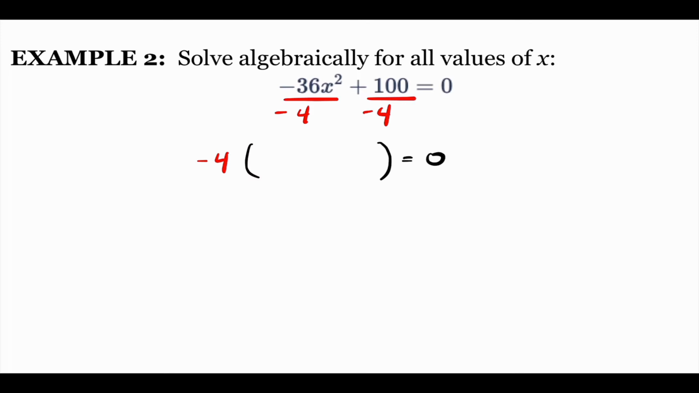Divide. Negative 36 divided by negative 4 is positive 9, right? I don't take away any powers of x because I didn't divide by x. Negative 100 divided by negative 4 is positive 25.